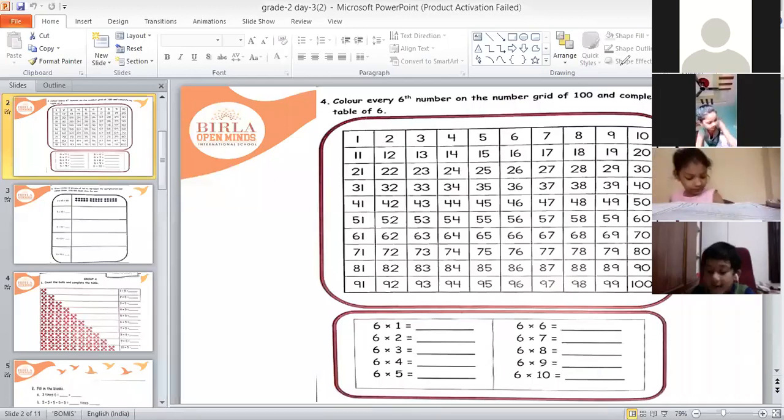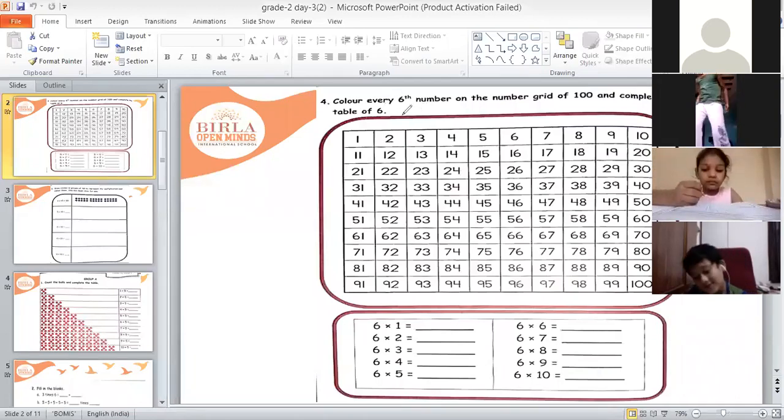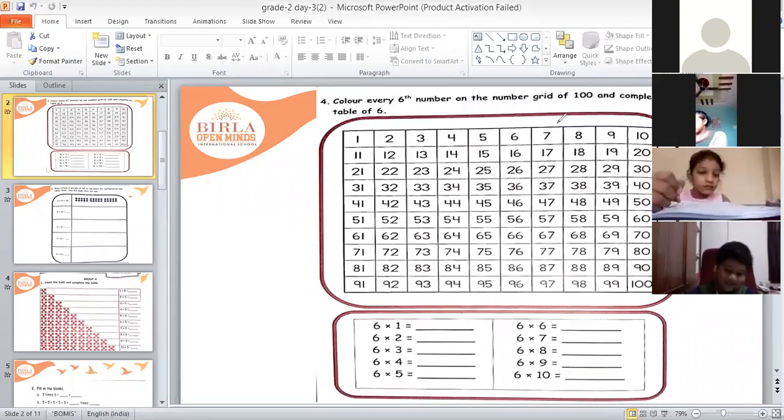What you have to do is color every sixth number on the number grid of 100 and complete the table of 6. There's one grid of 100. In this grid we have to color every sixth number. So we'll count and color every sixth number, and then we'll complete the table of 6.